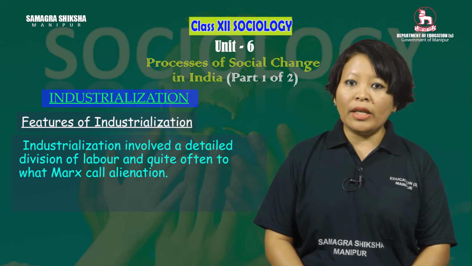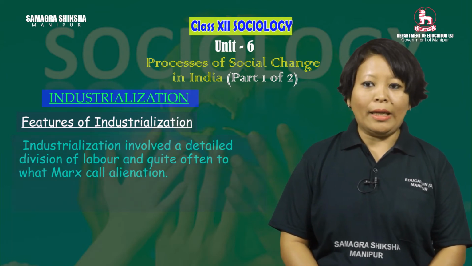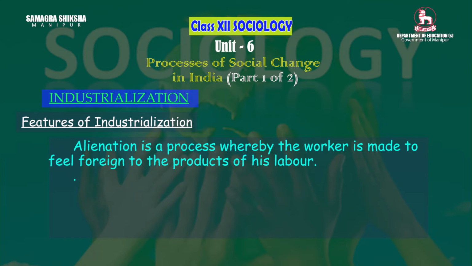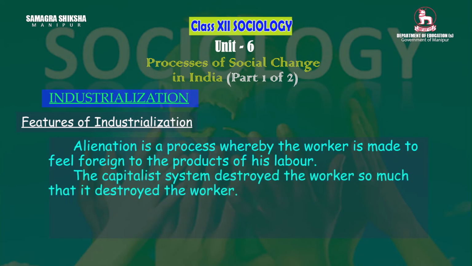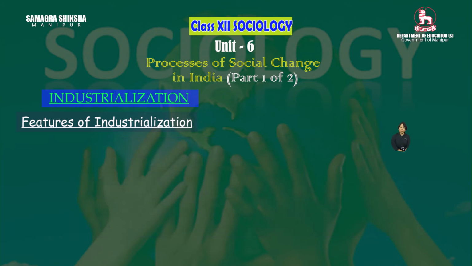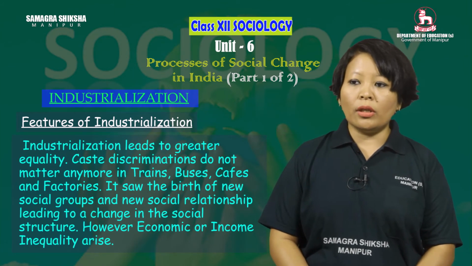Marx called this alienation, which is a bad thing. Alienation is a process whereby the worker is made to feel foreign to the products of his labor. The capitalist system destroyed the worker so much. He loses his sense of self-worth. Like a robot, he cannot relate to or identify with the work, so it leads to a process of alienation.